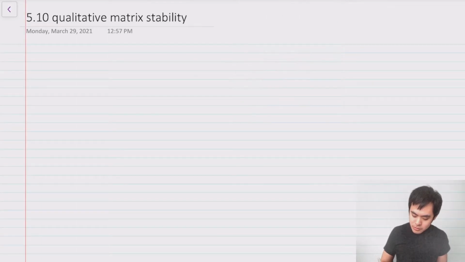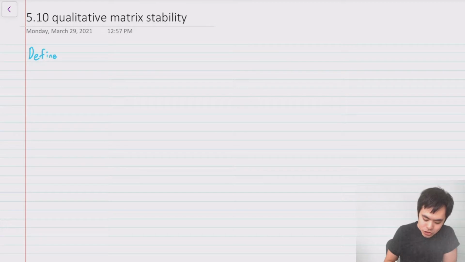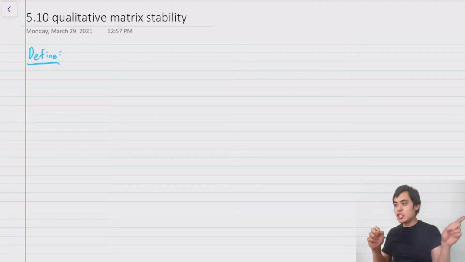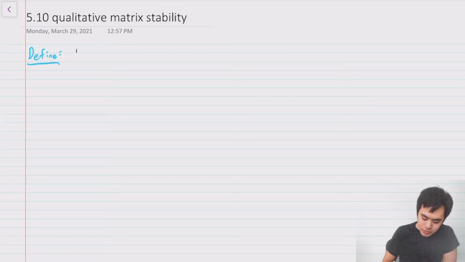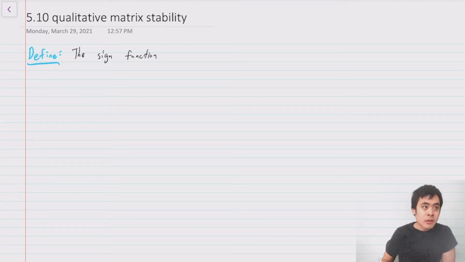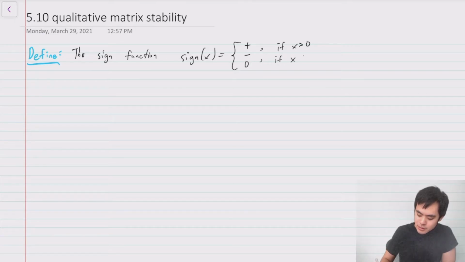I should put this in notebook mode. Okay, so first I'm going to define a sign function. I mean SIGN, not SINE. So the sign function: sign of x is going to be equal to either plus, minus, or 0. It's plus if x is greater than 0, minus if x is less than 0, and 0 if x is equal to 0, for any x in the real numbers.